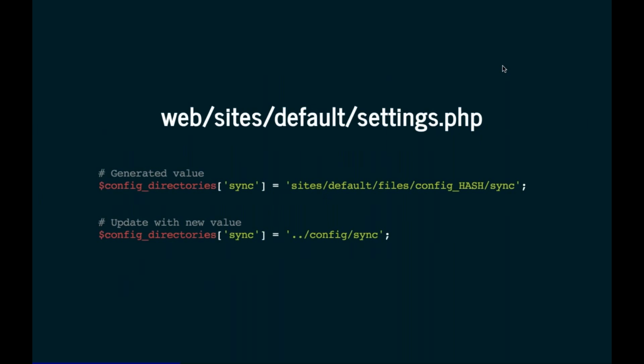A recommendation that you can follow, and that I really like to do on my projects, is to move all of the configuration files outside of the web public root. So I'm just taking them off of web and putting them at the root of the project. This change can help you do that. So instead of pointing your sync directory or any of your configuration directories to the sites default files directory in your project, I'm moving outside of the web directory and putting in something like config sync. And as you can see here, I am not using the hash that was automatically generated by Drupal, because there's no need for it, since it's already outside of the public web directory.